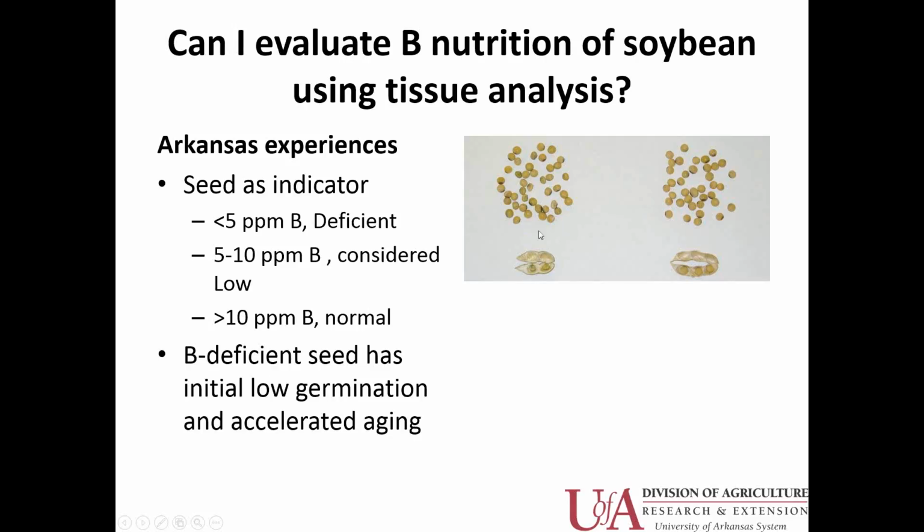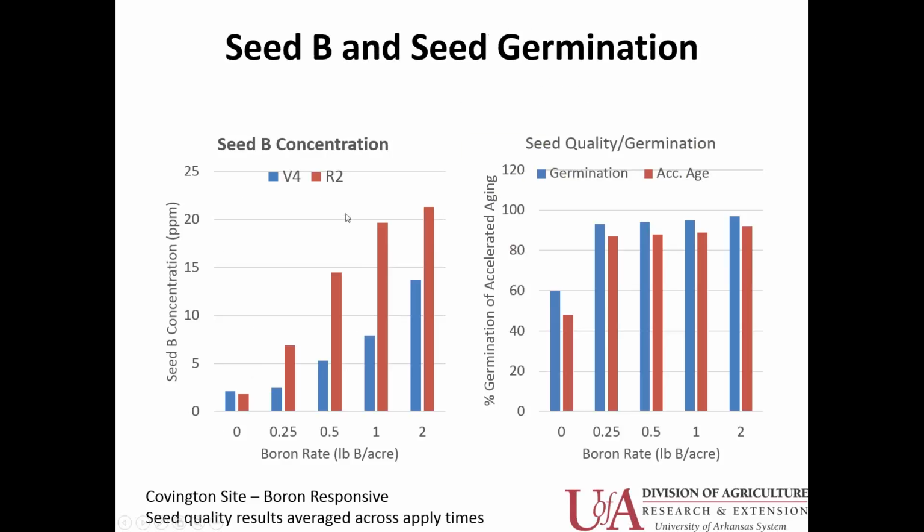We took some of the seed from many of the trials that we conducted, and we looked at seed quality, because in this area in northeast Arkansas where we see problems, we do tend to have some seed production, and you can see that the seed boron concentration can be fairly low. As we increase boron application rate, our seed concentration increased, and the increase was greater when we put it on later in the growing season than early. When we took this seed from one of our most responsive sites, we did see that germination and accelerated aging were very poor. So this would not be good seed stock.